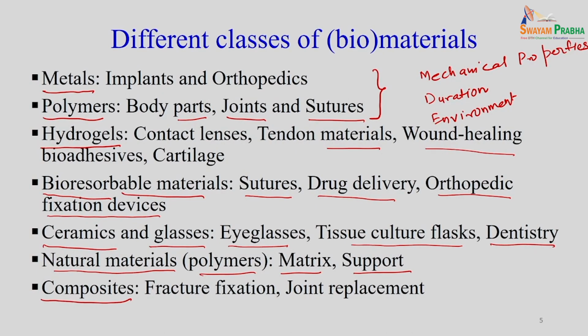Apart from these individual materials, we can also make composites. So, particularly, let us consider the polymer composites.